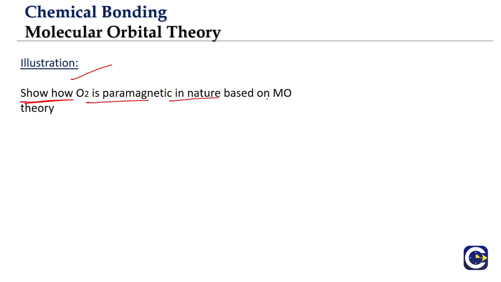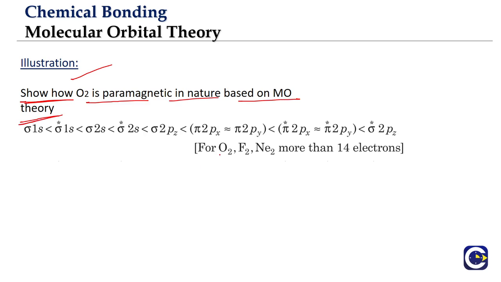Show that O2 is paramagnetic in nature based on the molecular orbital theory. The previous theories, which are the Lewis theory, the VSEPR theory, or the valence bond theory, all predict that O2 will not have any unpaired electrons. They predict that O2 is diamagnetic. But experimentally, O2 is in fact paramagnetic. So the theory that will explain this is the molecular orbital theory.